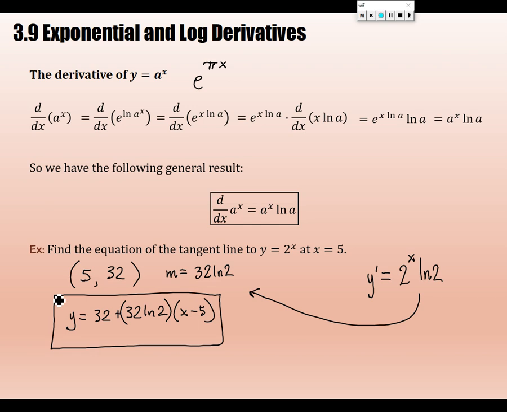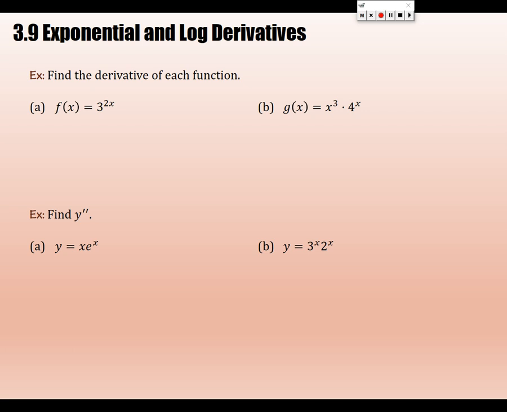Just point slope form, right? Any other thoughts there? I just want to give you a tangent line problem too. Everything's in the mix now. We have these new derivatives, so we can ask you all the things we've always been asking you with these new problems.